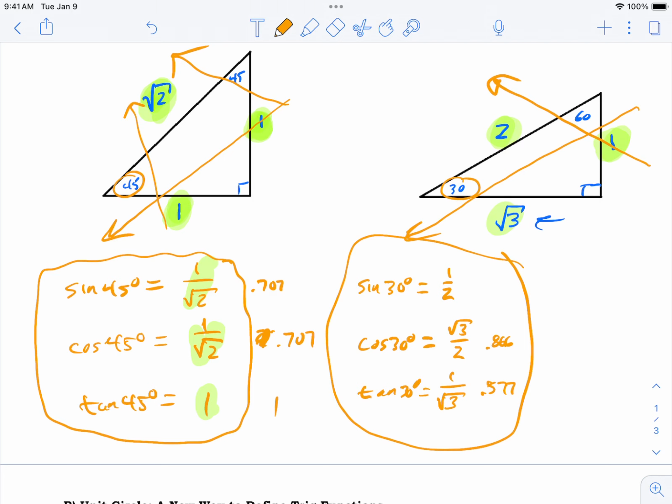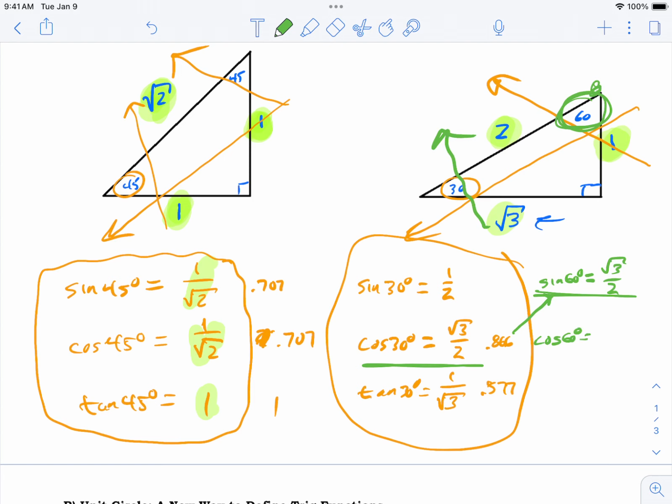And this is kind of nifty. Now let's, maybe in a different color, put our point of reference over here at the 60. So now, what's the sine of 60? Well, from here, this would be the opposite. So opposite over hypotenuse is, guess what? Root 3 over 2, which is 0.866. So that was the cosine of 30. Turns out the cosine of 30 is the same as the sine of 60. Ain't that something?